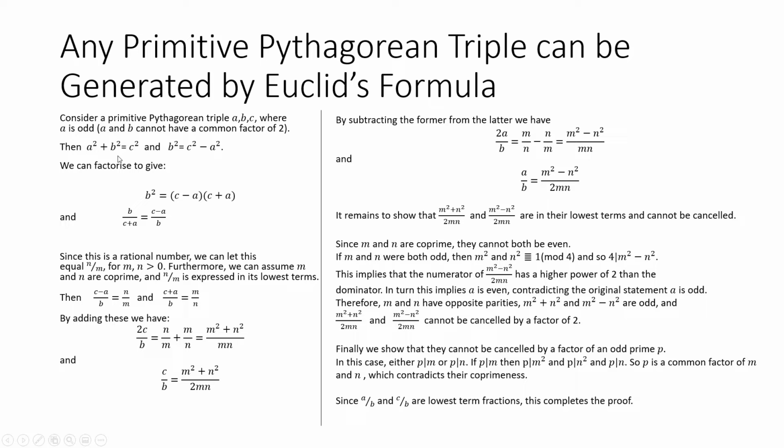I'm not saying whether B is odd or even at the moment, I'm just saying that A is odd. If A squared plus B squared is C squared, then B squared is the difference of the squares of the other two sides. This is the difference of two squares factorisation, so C squared minus A squared is C minus A times C plus A. B squared equals that, and I can rearrange this. If I divide by C plus A and divide each side also by B, I get B over C plus A equals C minus A over B.